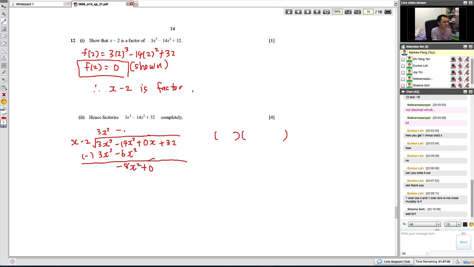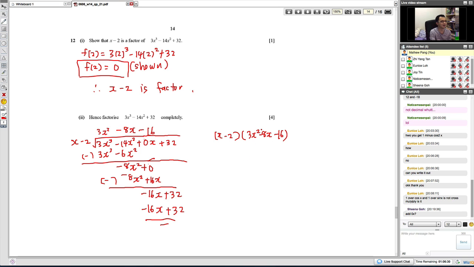So I will write negative 8x. So I will get negative 8x squared plus 16x. Because I have an invisible minus here, this one will actually give you negative 16x plus 32. So this one is minus 16. So I get negative 16x plus 32. Alright, then I know this is x minus 2. And then this is 3x squared minus 8x minus 16.